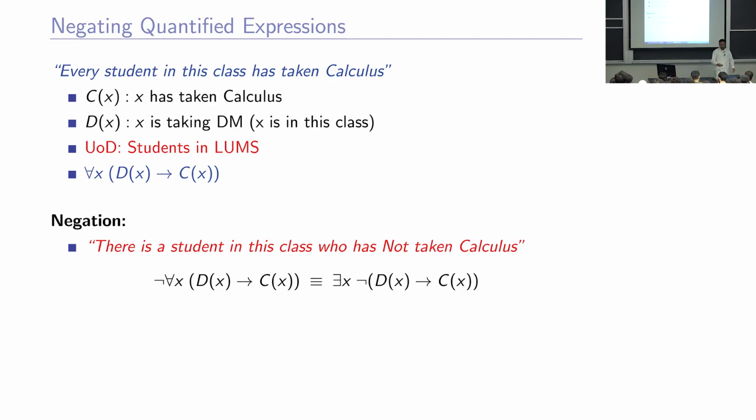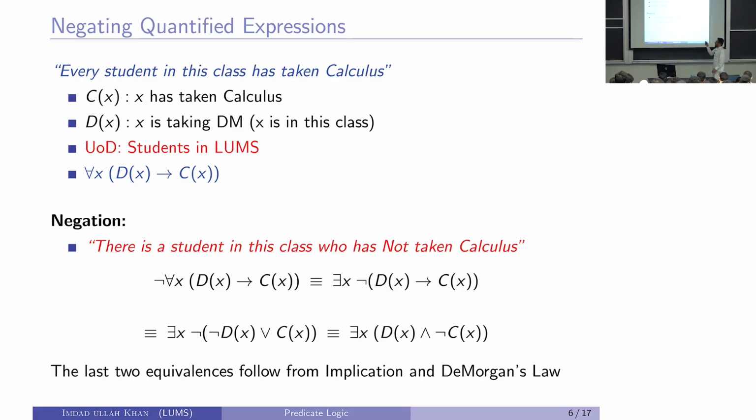Then this becomes just our old logical equivalence. You apply the implication laws, then you apply DeMorgan's law, and you will get something, right? The last two follow from implication and DeMorgan's law. This is not very important. This is good enough for us. This is a good enough translation.